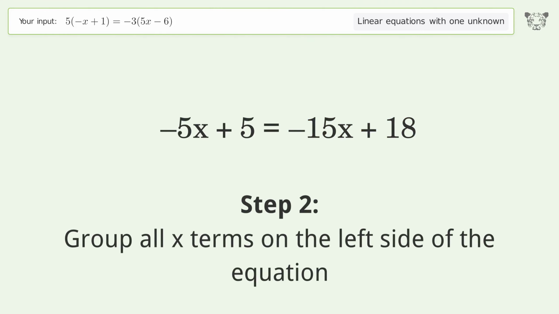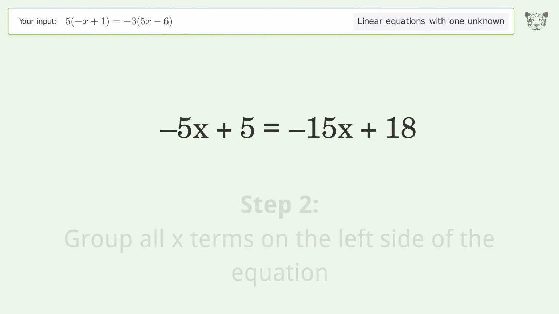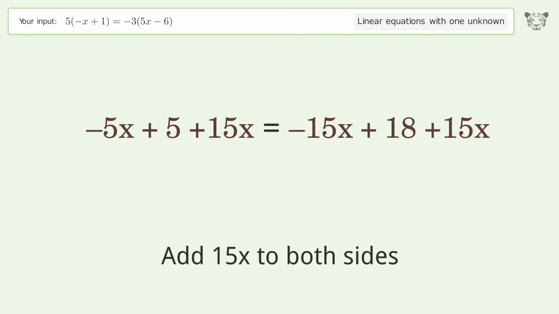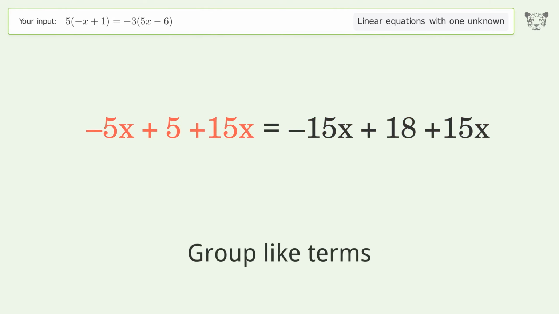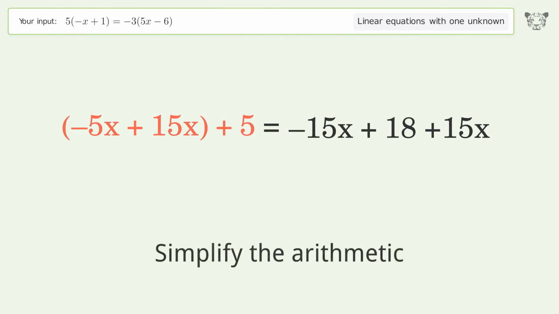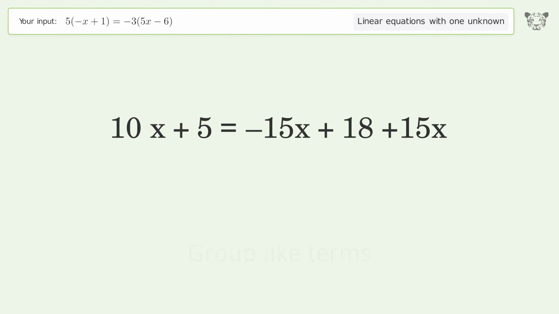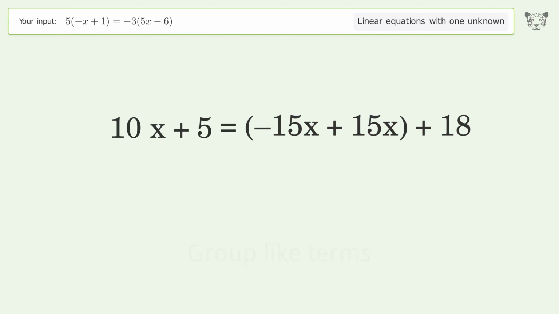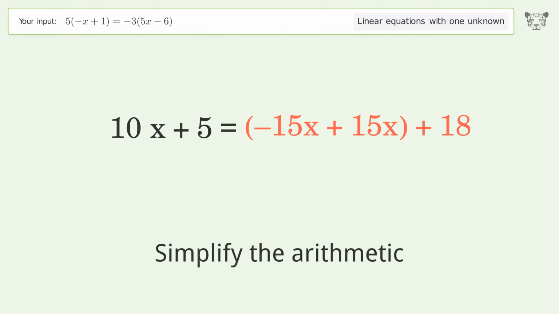Group all x terms on the left side of the equation. Add 15x to both sides. Group like terms. Simplify the arithmetic. Group like terms. Simplify the arithmetic.